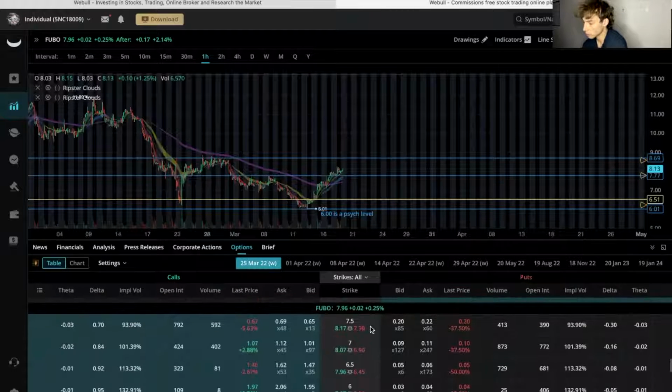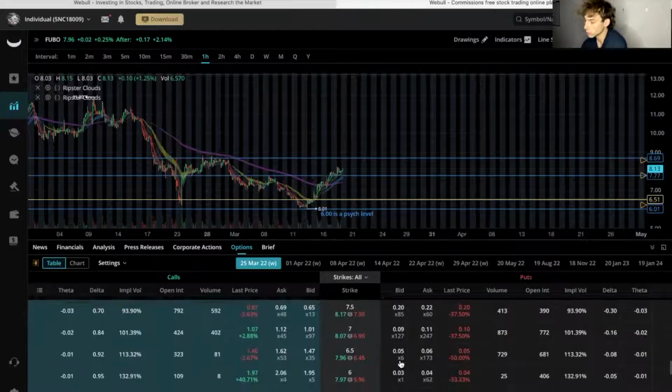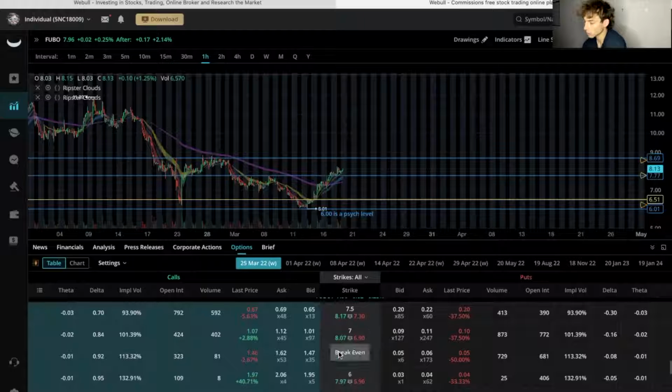Okay, guys, so I have the options chain pulled up here for the 25th of March for this year. So if you look at that $6.50 put, you would collect $0.05 there at the ask. If you got lucky, you might get filled at $0.06. So about a 0.885% return on your capital. So you'd put up $650 and you would collect $5 or $6 back off that $650 as cash collateral.